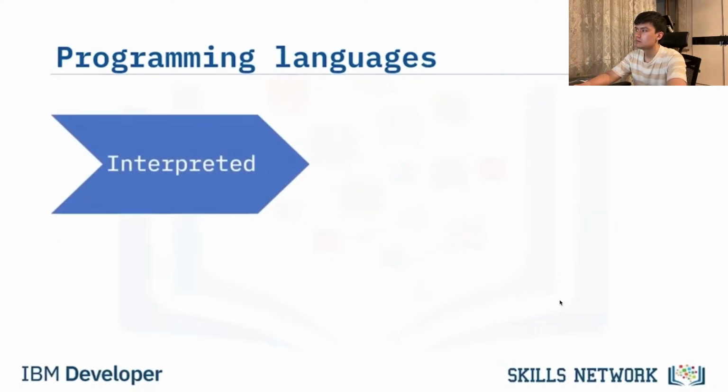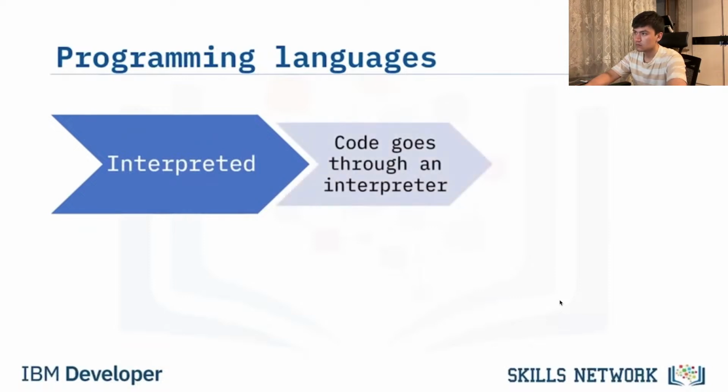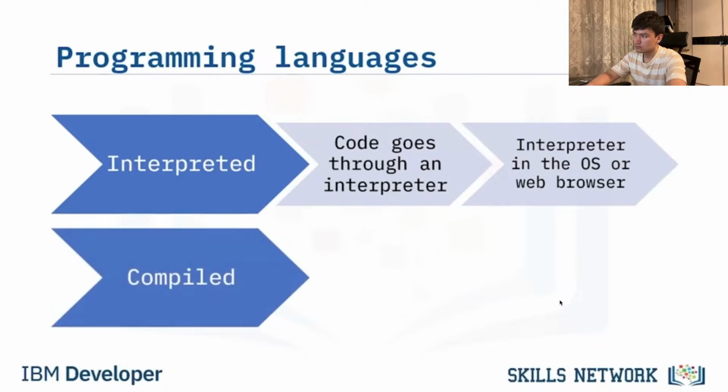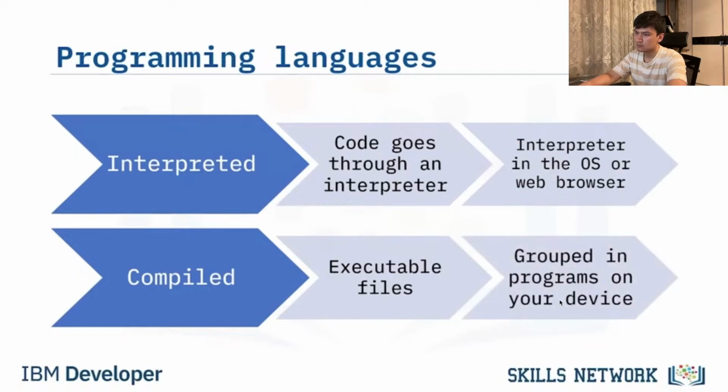Interpreted programming languages are used to create a scripted source code for smaller tasks. The source code goes through an interpreter. The interpreter is built into the operating system on a computer or on a web browser. Compiled programming languages are used to create files. The files are executable files. They are then grouped in programs that you can run on a computer or device.